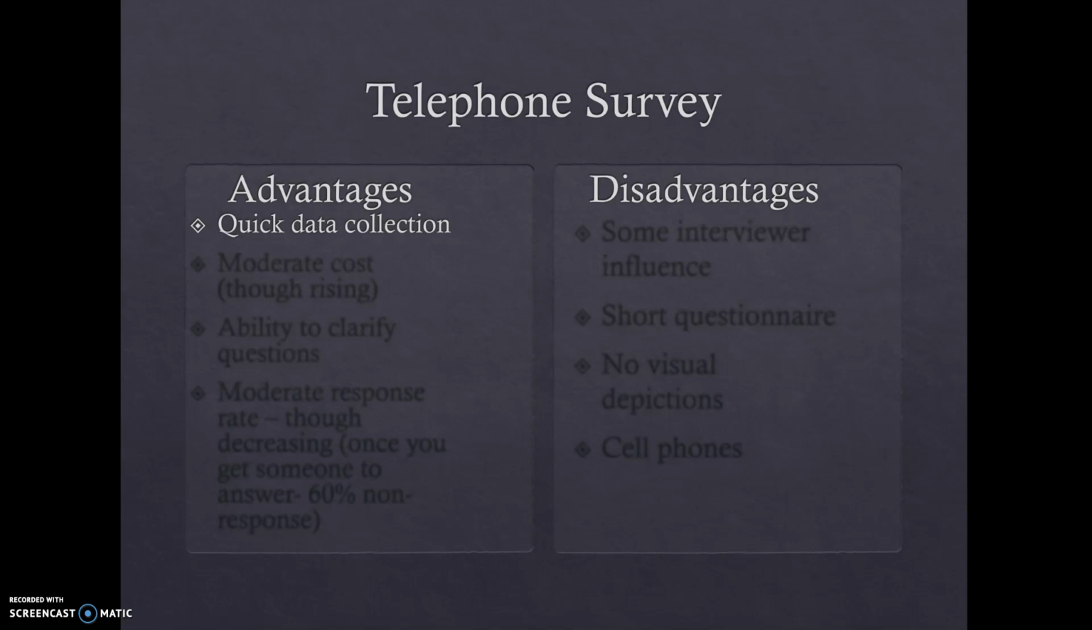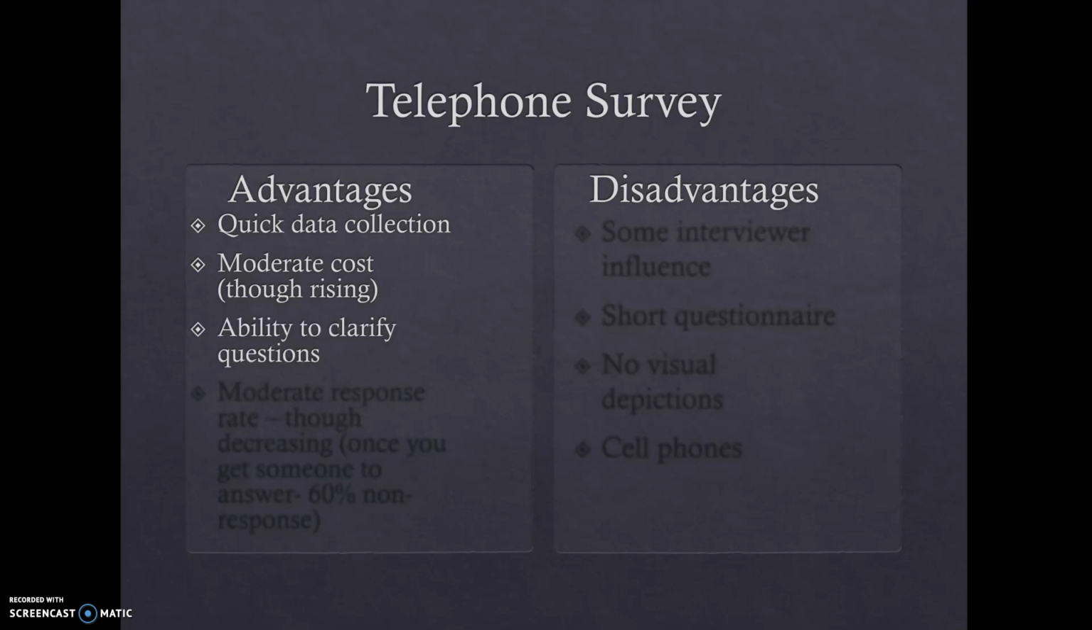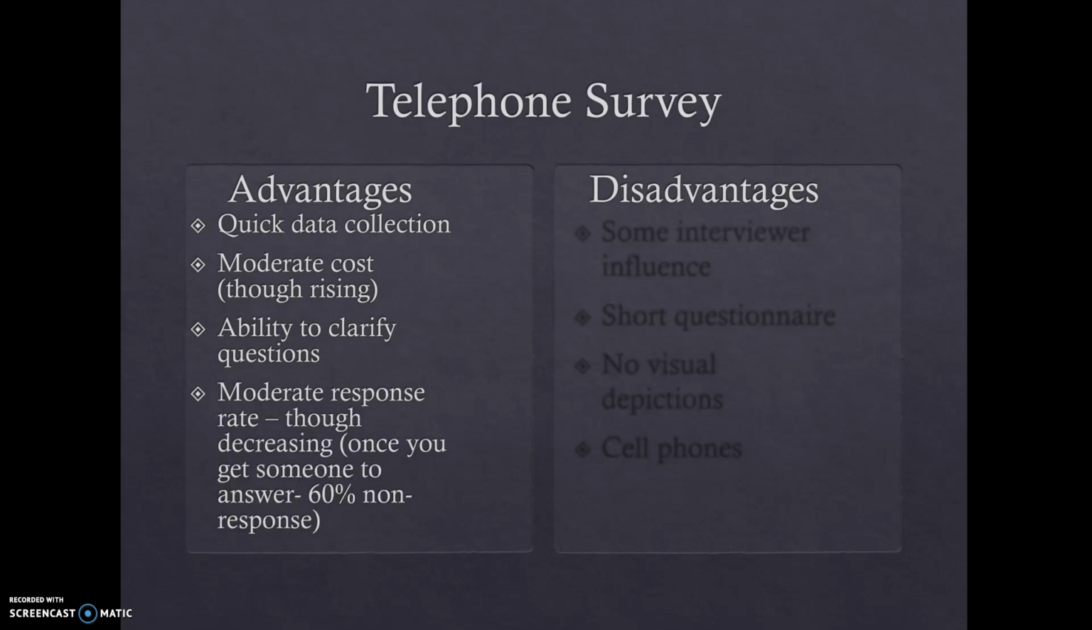Telephone survey is a very quick data collection method. The cost is moderate. It is increasing now because people don't necessarily have a landline in their house anymore. It's a little bit more expensive to call people on their cell phone because you have to get the list of numbers. It's more complicated. And when you're calling people on the phone, you have the ability to clarify questions. You have a slightly higher response rate. We call it a moderate response rate. And the response rate is decreasing because there are so many spam calls now. People don't necessarily pick up the phone call if they don't recognize the number.